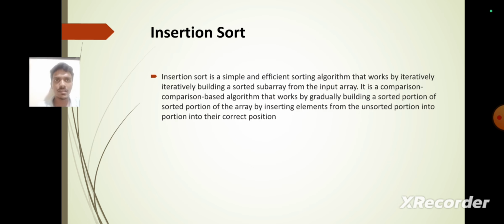Insertion sort. Insertion sort is a simple and efficient sorting algorithm that works by iteratively building a sorted subarray from the input array. It is a comparison based algorithm that works by gradually building a sorted portion of the array by inserting elements from the unsorted portion into their correct position.